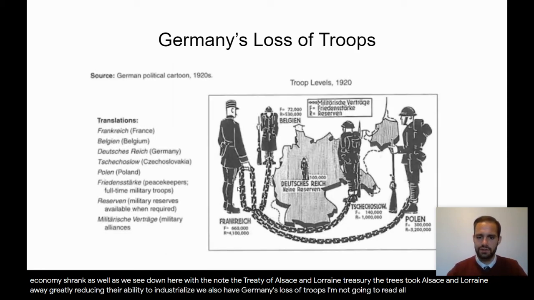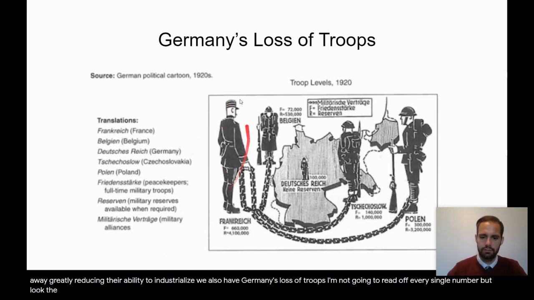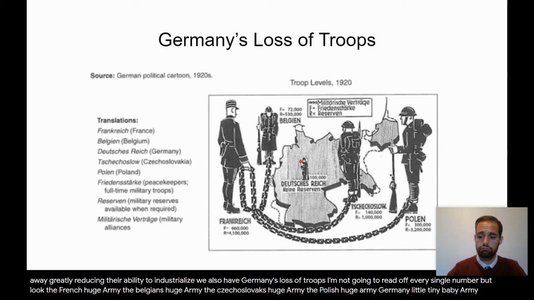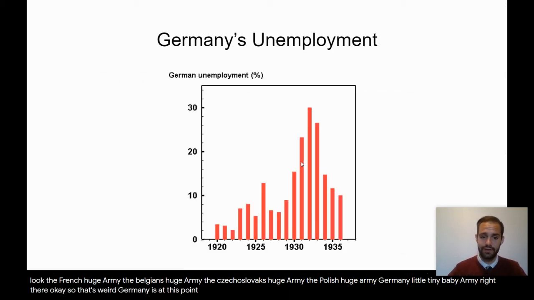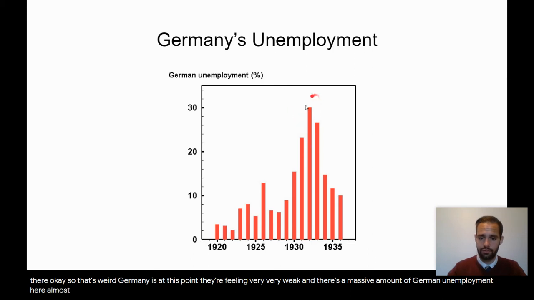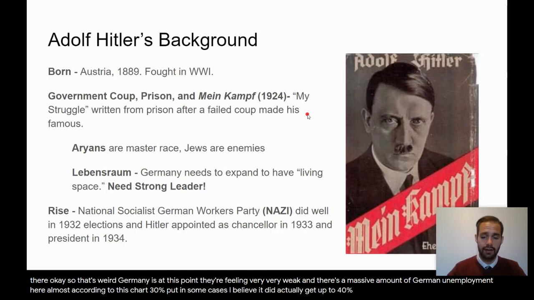I'm not going to read off every single number, but look, the French, huge army. The Belgians, huge army. The Czechoslovaks, huge army. The Polish, huge army. Germany, little tiny baby army right there. Okay, so that's where Germany is at this point. They're feeling very, very weak, and there's a massive amount of German unemployment here. Almost, according to this chart, 30%, but in some cases, I believe it did actually get up to 40% as well. So that is the context for this guy right here.